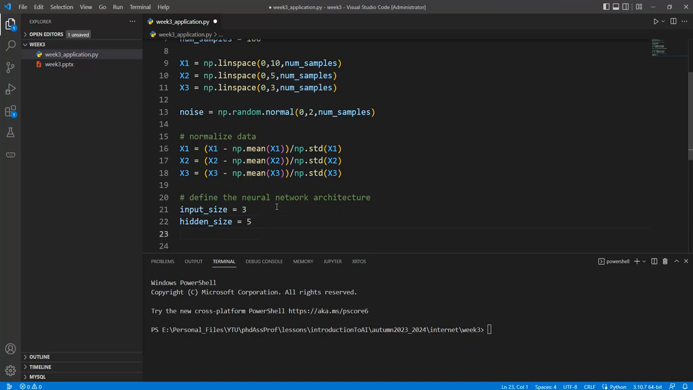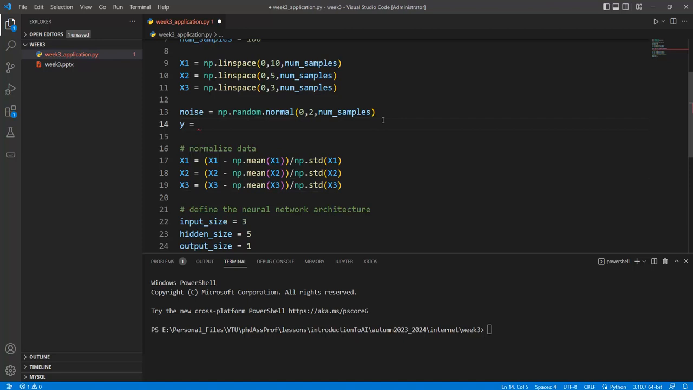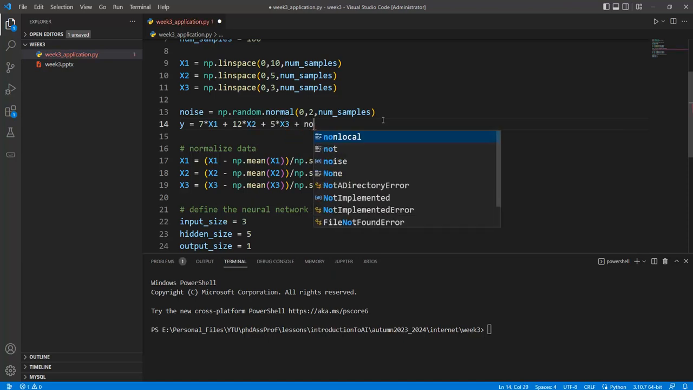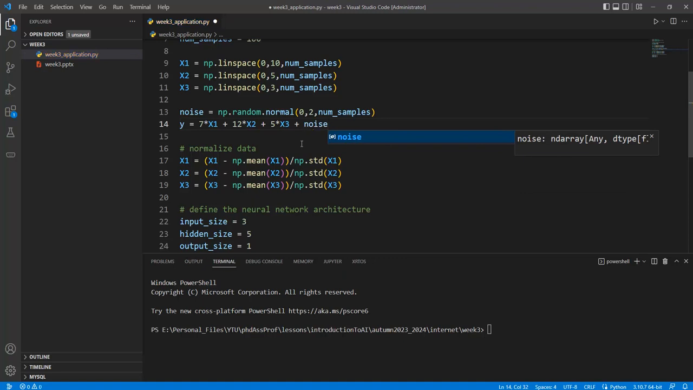We can change it like 10, 100. But the output size should be equal to 1, so we can generate the 1 value at the output, okay? Because if we want to create these terms, this y can be generated in here: 7 times x1 plus 12 times x2 plus 5 times x3 plus noise, okay? This is the basic representation of our output.